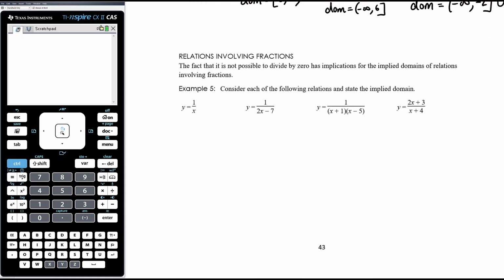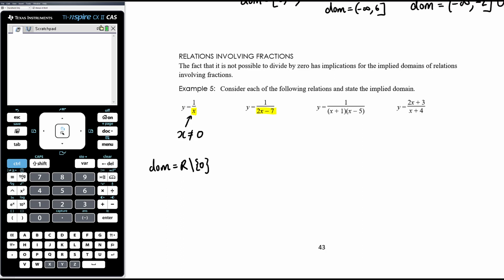So relations involving square roots are going to have implied domains that aren't R. Similarly, relations involving fractions are going to have implied domains that aren't R, and that's because we can't divide by 0. Algebraically, we can't divide by 0, so therefore anytime we've got a fraction, we need to think about what value would make the denominator equal to 0, and therefore we must exclude that from the domain. So simplest example of this, y equals 1 over x. We know that the denominator of the fraction cannot equal 0, so in this case x can't equal 0, and so that means that the domain could be any real number except for 0.